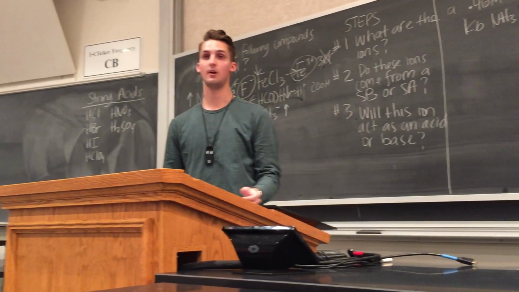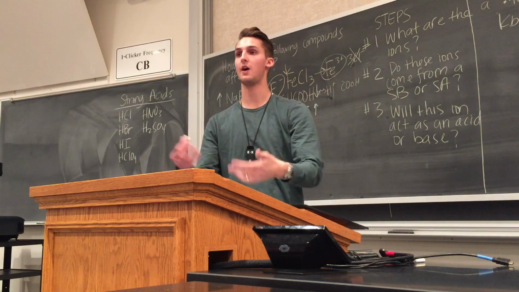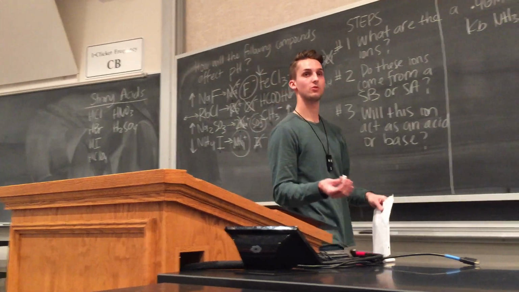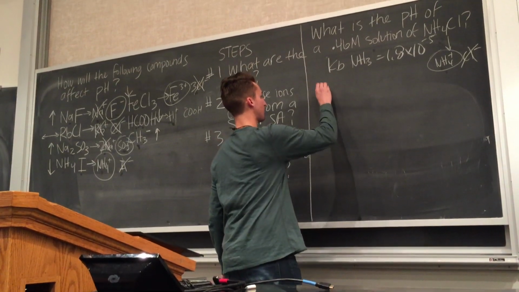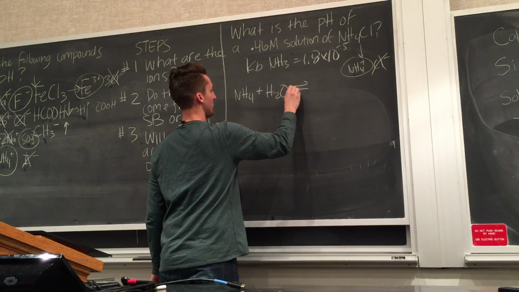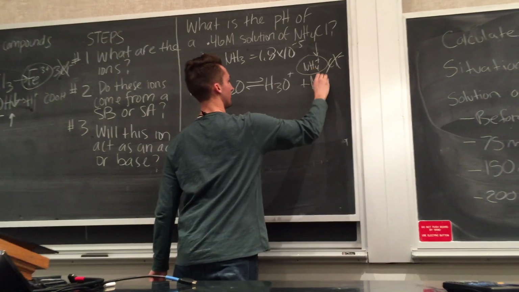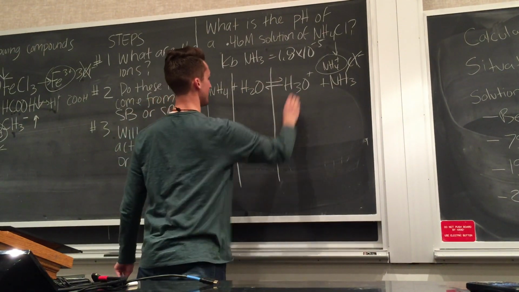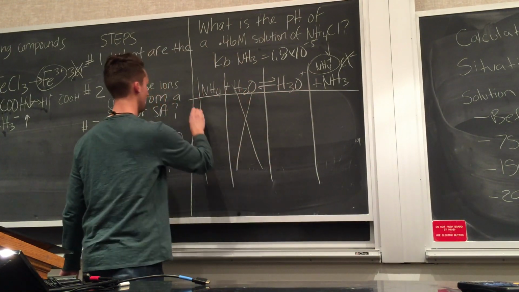So if I want to see how the pH is going to be with the ammonium in there, I'm just going to set up an ICE table. So with ICE tables, you'll always react what you're given with water. Okay? So I'm going to do NH4+ plus H2O. That's going to make H3O+ and NH3. Okay, our water doesn't matter.